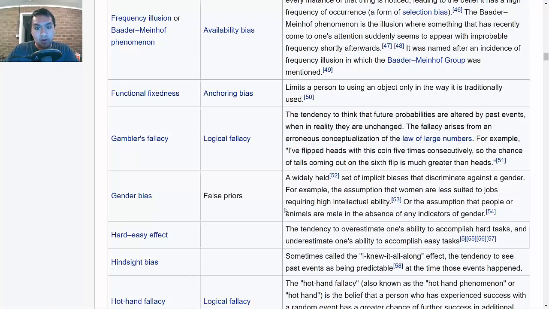Gender bias, a widely held set of implicit biases that discriminate against a gender. So like girls can't play football, something like that, or sports. So for me, I think of a bow because pink inherently is not a girl color, right? Society dictated pink was girl. And so for me, that's what I use.